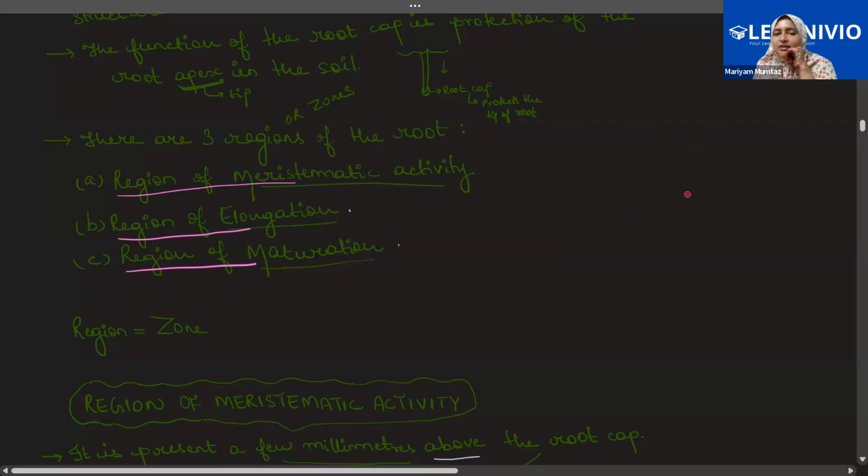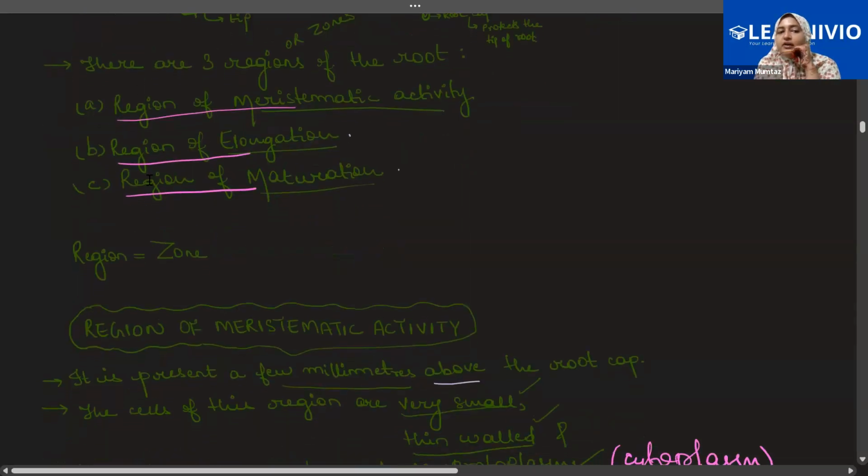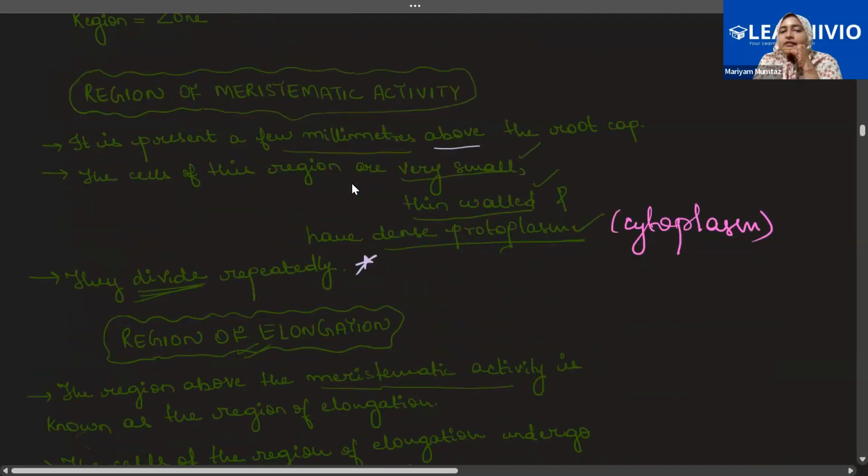So while you are writing in your exams, if you want to write the region of maturation at the top, that is also fine. Both of these situations are fine. You just have to mention where the regions are present if you write it like this. Then it's clarified. For example, the first one is the region of meristematic activity.